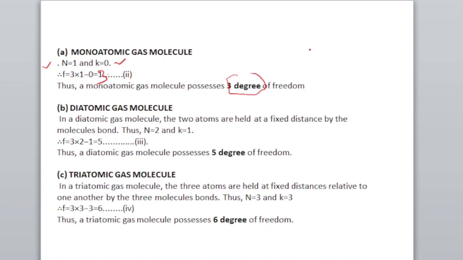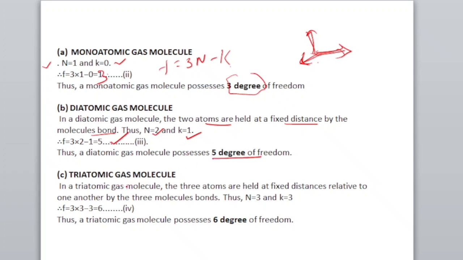One particle may move in x direction, y direction, z direction. It can absorb energy in x direction, y direction and z direction. So there are 3. For monatomic gas, the number of particles is 1 and k is 0. You put these values, F equal to 3n minus k. K is 0 here, n is 1, one particle. So you get 3. There are 3 degrees of freedom for monatomic gas. In the same way, in case of diatomic gas, there are 2 atoms. It means n is 2 and these are held at a fixed distance by a molecular bond. Thus n equal to 2 and k is 1, one relation between them. So you get F equal to 5. So for a diatomic gas molecule, degree of freedom is 5.